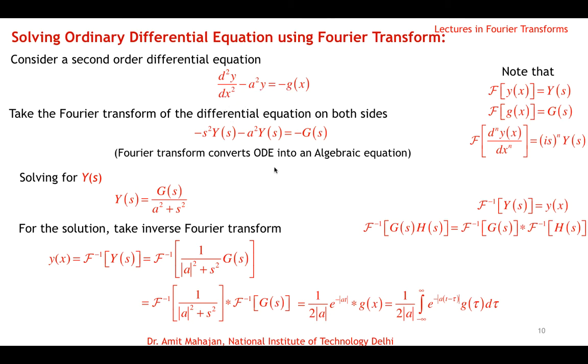So the method is simple: you take the Fourier transform, solve for Y(s), and then you take the inverse transform, using some of the properties of the Fourier transform and its inverse, to find a solution.